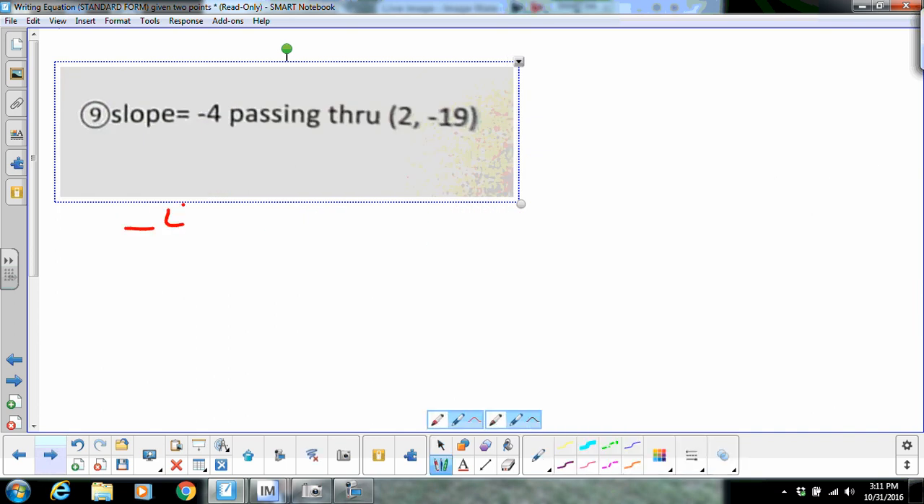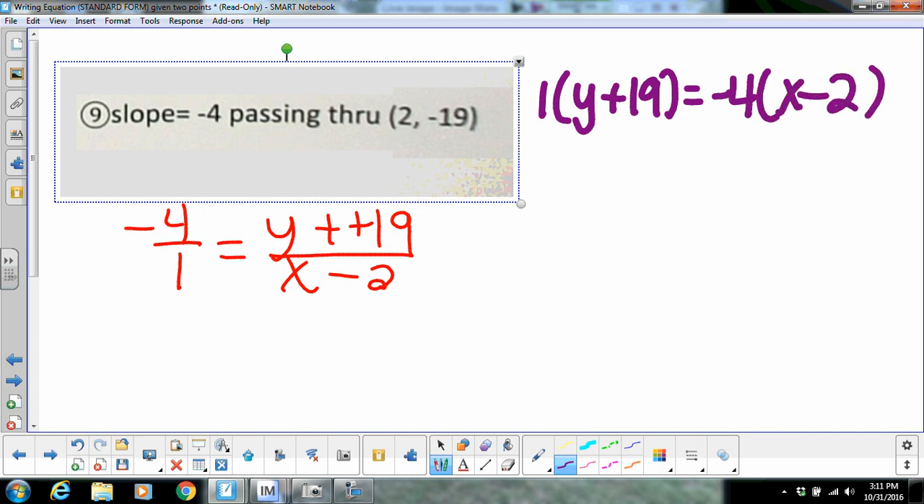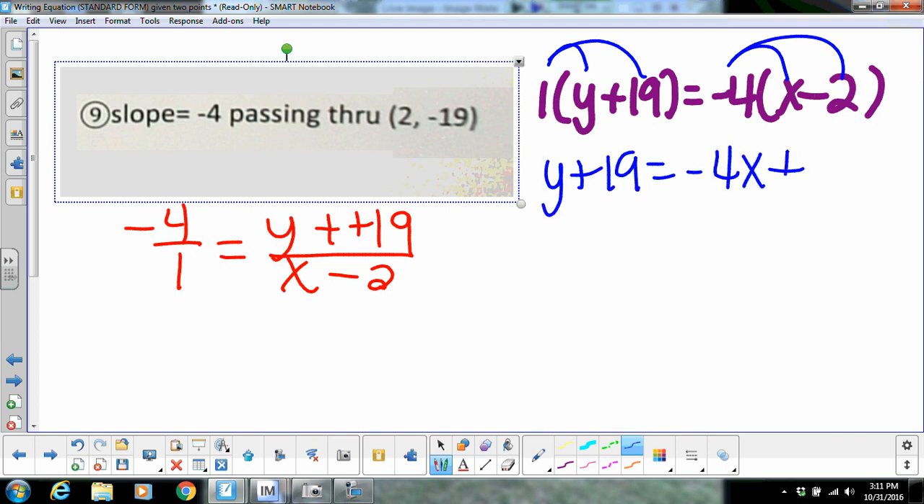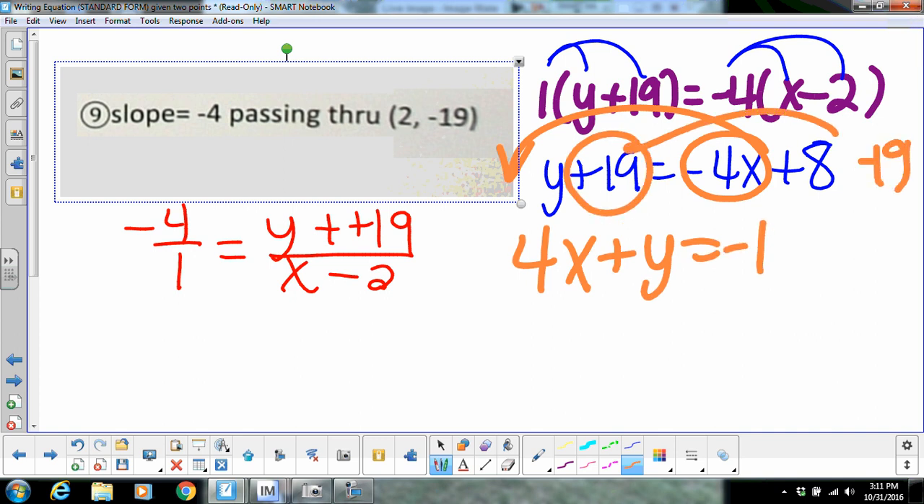Number 9, remember slope is -4, so that means -4 over 1. Y minus -19, x minus 2. Always change your double negatives. Okay, so that's 1 times y plus 19 equals -4 times x minus 2. And everything from here should be familiar by now. Positive x, no fractions, we're good.